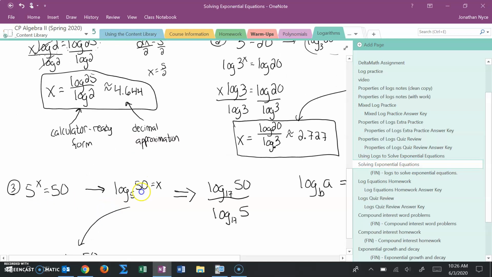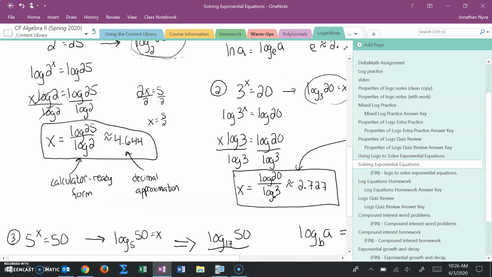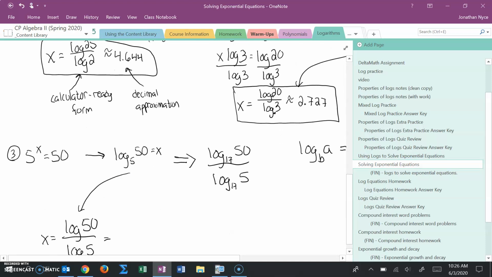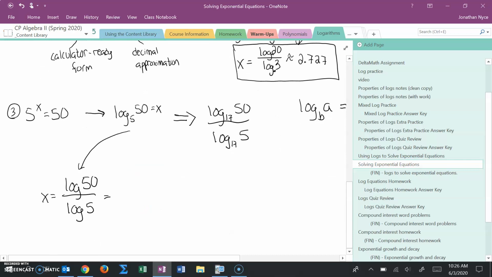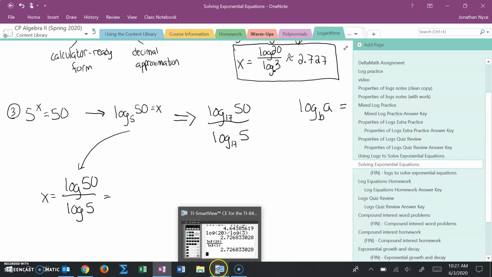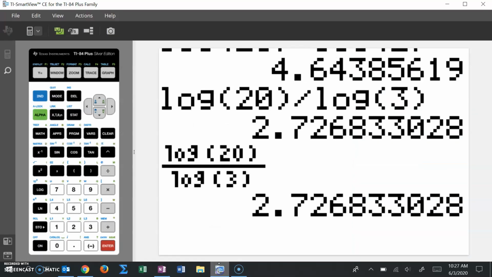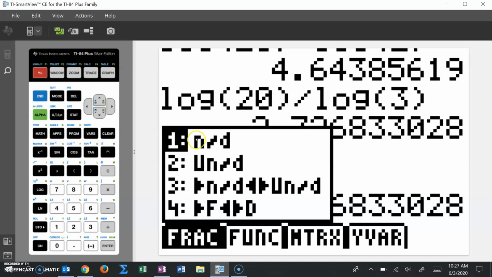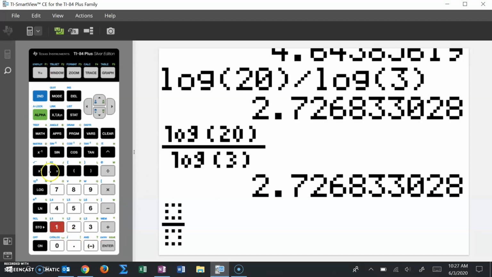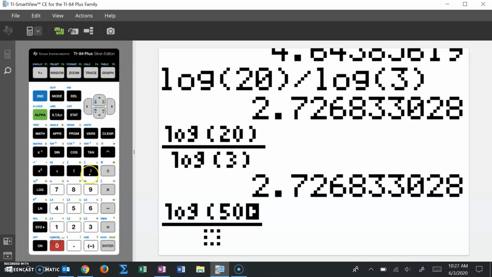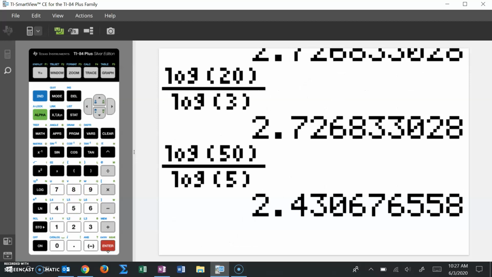And all that does is skip this algebra here, which we will need to do when we get into some slightly more involved examples, but for now we can not worry about that. So log 50 over log 5. We have the log of 50 divided by the log of 5, which is 2.431.